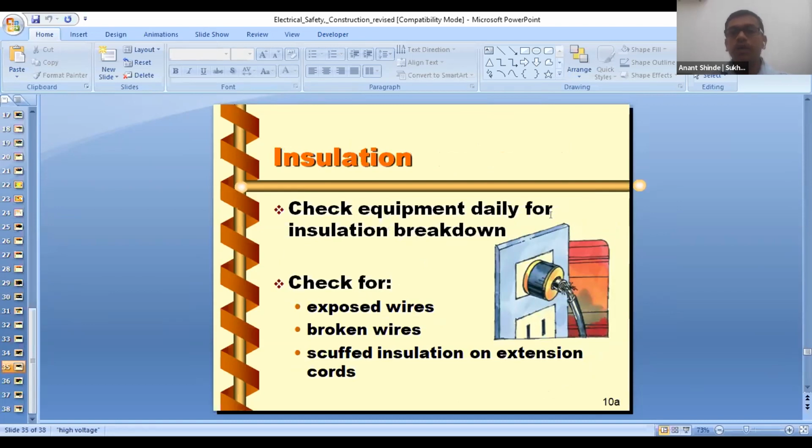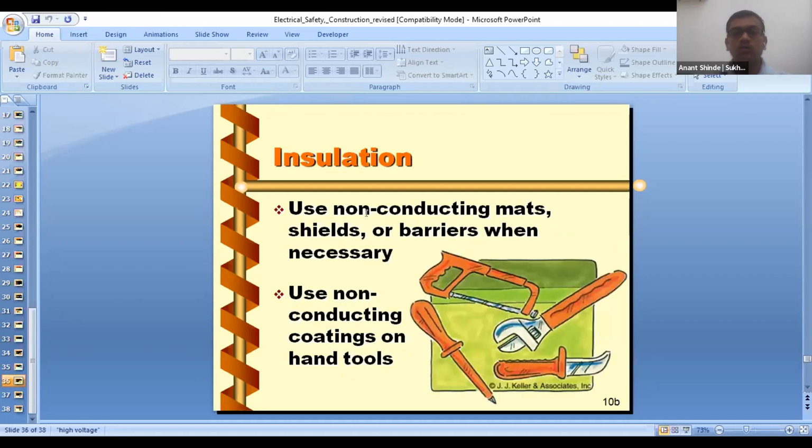Insulation. Check the equipment daily for insulation breakdown. These are insulation breakdowns. Check for exposed wire, broken wire, and insulation on extension cords. This type of electrical hazard causes very serious accidents. Insulation: use non-conducting mats and insulated barriers when necessary. Use non-conducting coating on hand tools. When you are using a hand tool, it must have barriers.